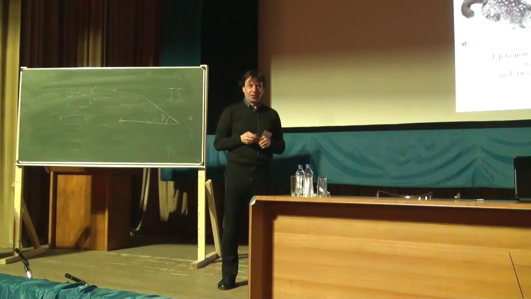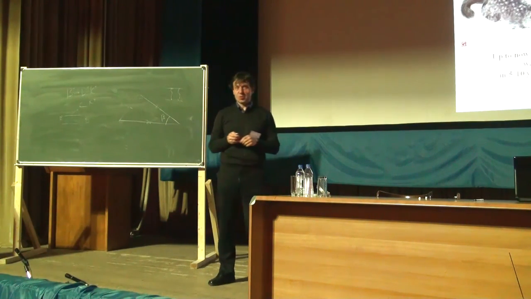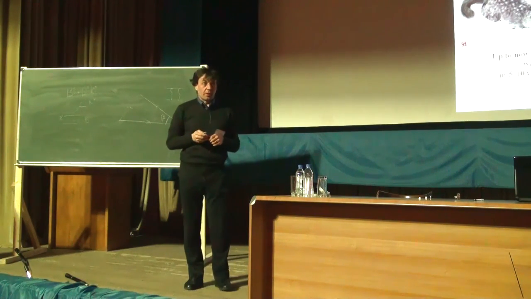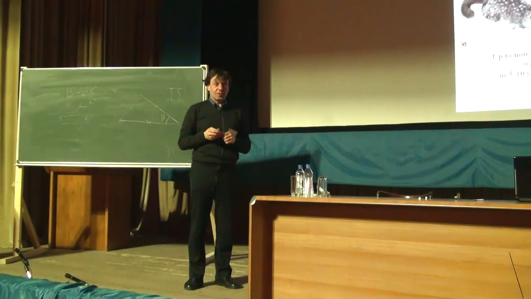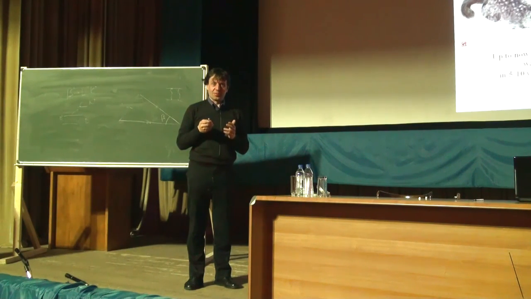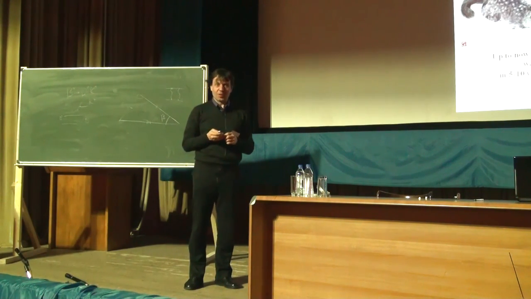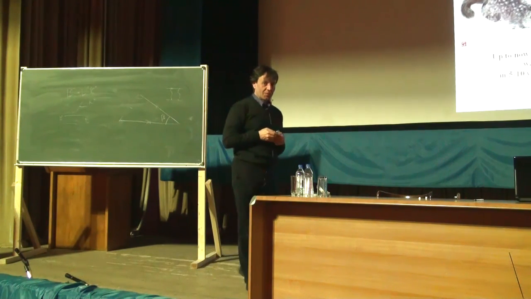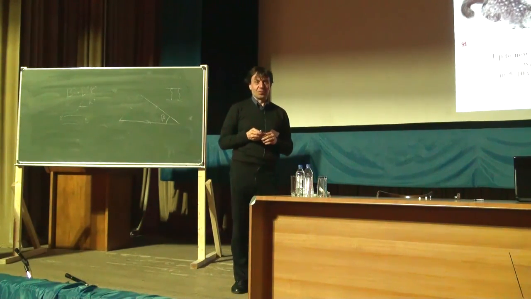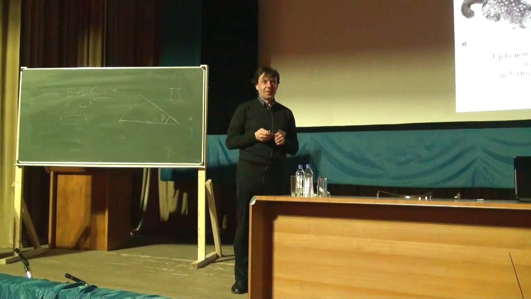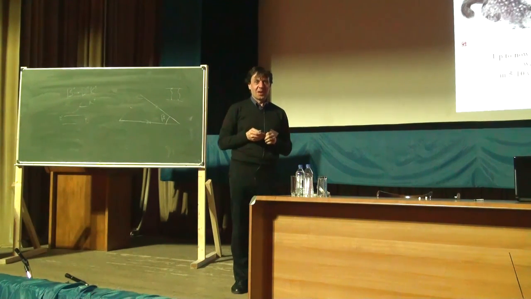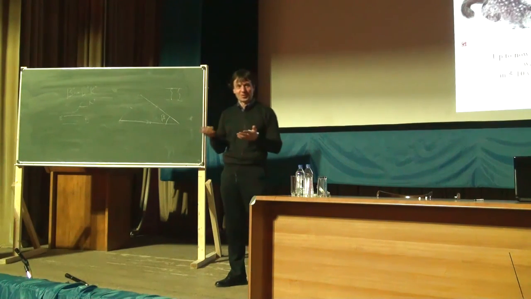Experimentally, both B factories worked very nicely, much better than expected. And the precision they achieved is much better than expected 10 years ago. And this is not only because of the hard work of experimentalists, but because of the contribution of theory people. Therefore, we can expect that we will have new ideas for how to reduce theoretical uncertainties down to the 1% level. To the 1% level, yes. Otherwise, we don't use this for constraints.